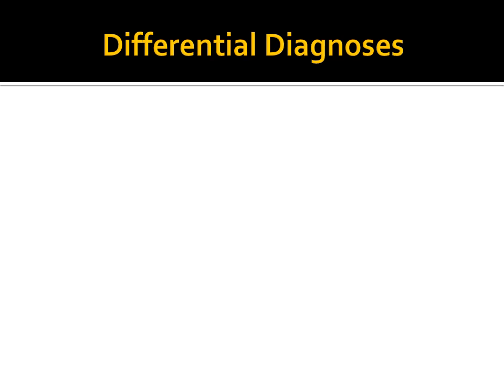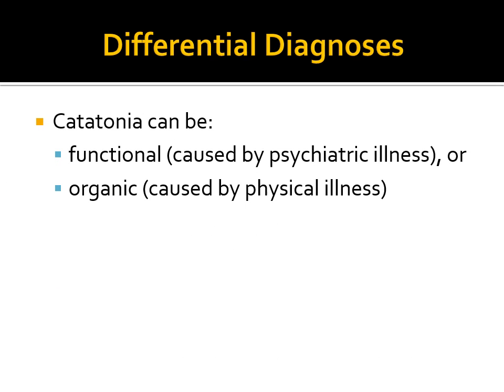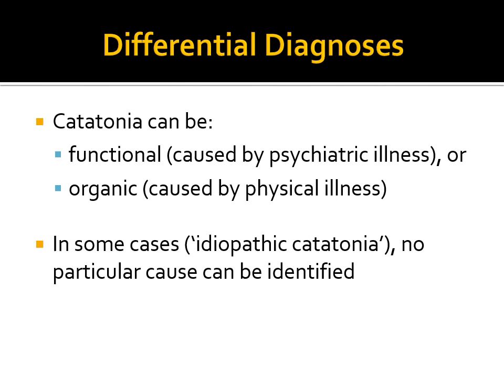So we now move on to differential diagnosis. Catatonia can be functional, that is caused by a psychiatric illness, or organic, caused by a physical illness. In some cases, no particular cause can be identified, and it's called idiopathic catatonia. And within functional catatonia, there are several possibilities.